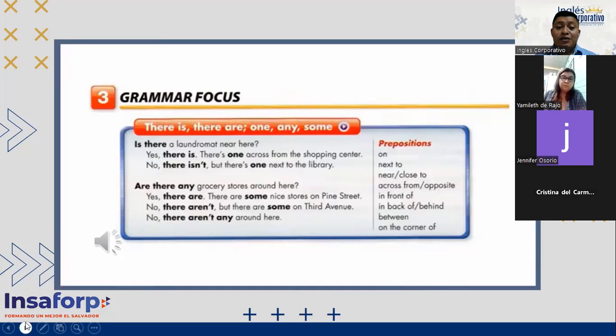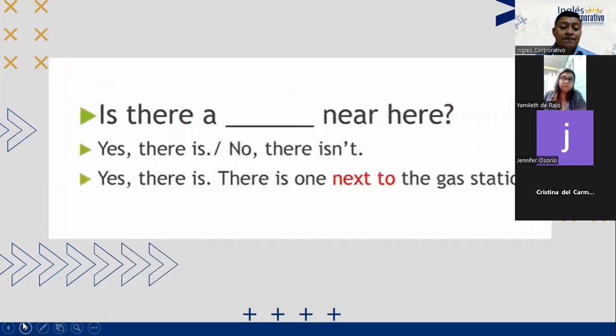If you don't have any question, let's go with the names here. There. Okay, so it's there, near here. Then the answer is yes, there is, or no, there isn't. If you say yes, you say yes, there is. Then you say where we can find the place. Yes, there is. There is one next to the gas station.